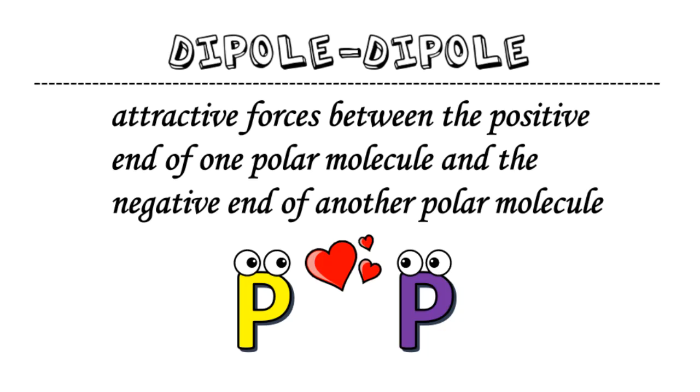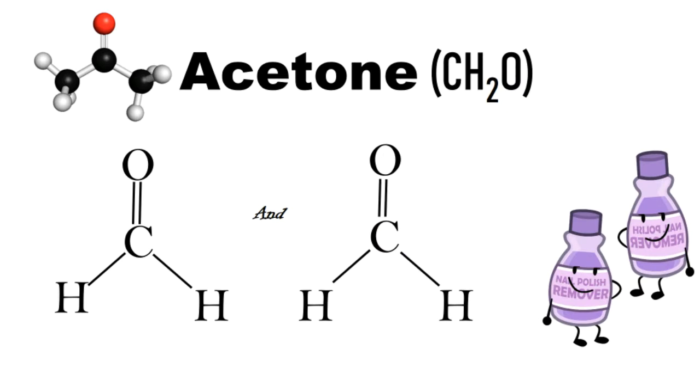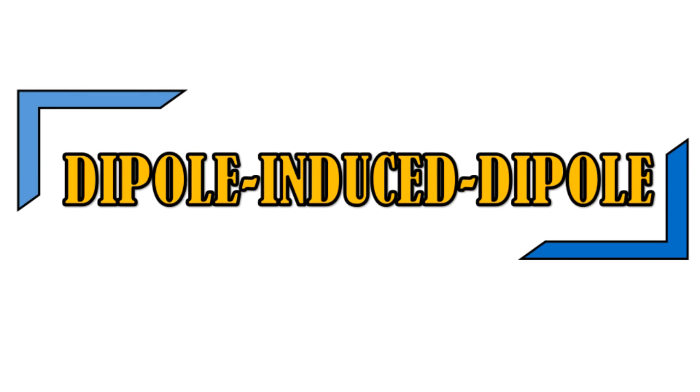Dipole-dipole. Dipole-dipole is a force that occurs when the partially positively charged part of a molecule interacts with the partially negatively charged part of another molecule. It commonly consists of two polar molecules. One example is acetone, or CH2O, wherein it is a polar to polar interaction because two acetone molecules have atoms with different electronegativities.